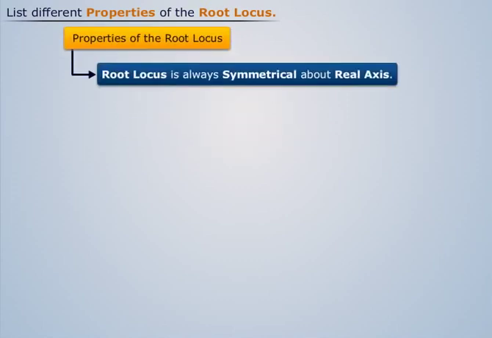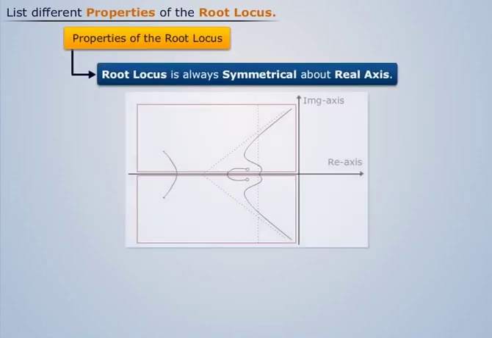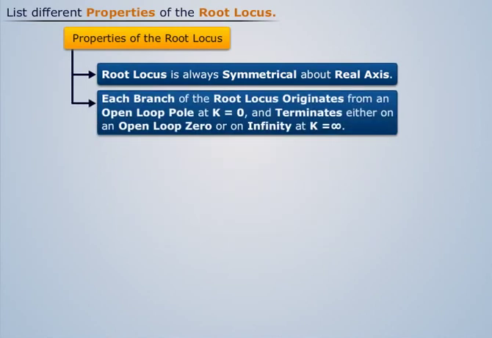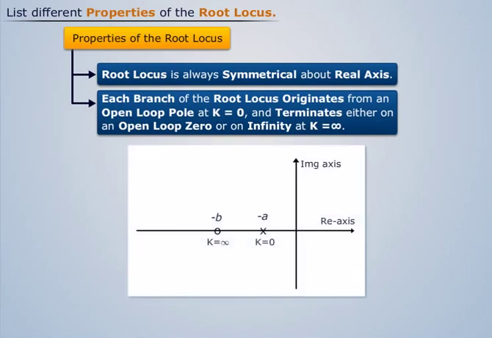Root locus is always symmetrical about real axis. That is, shape of the root locus above the horizontal axis is same as that of the root locus below the horizontal axis. Each branch of the root locus originates from an open loop pole at k equal to 0 and terminates either on an open loop zero or on infinity at k equal to infinity. For example, for the system with pole at -a and zero at -b, root locus will start from -a and terminate at -b.